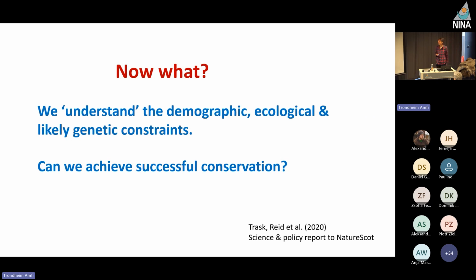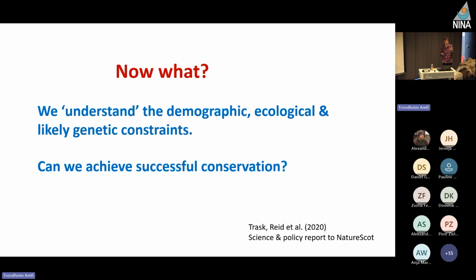And I guess arguably we do understand the ecological and genetic constraints almost better than in any other system where these kinds of management interventions are likely to be a proximate concern. So the question then is, can we actually translate this into successful conservation? Because there's not much point in having a lovely understanding of the system if they're still going to go extinct.